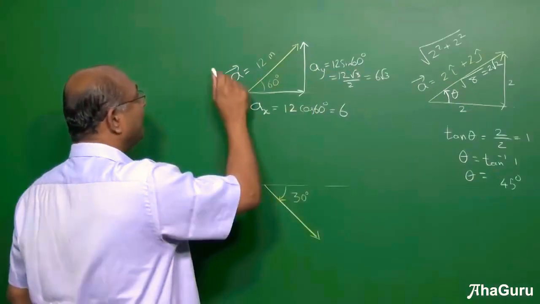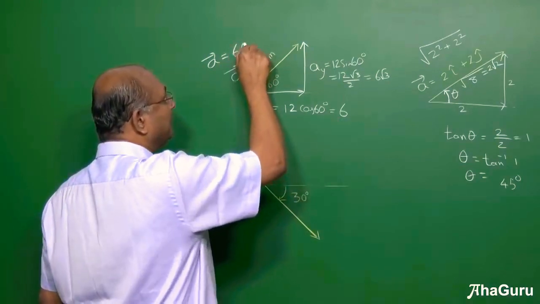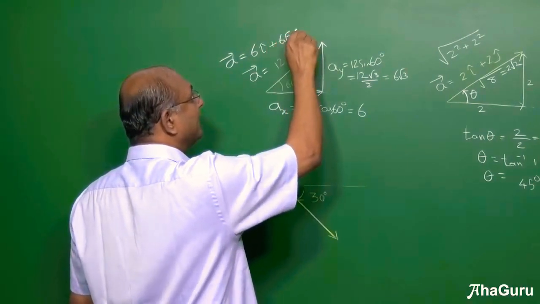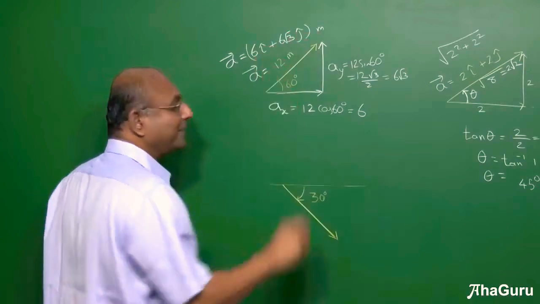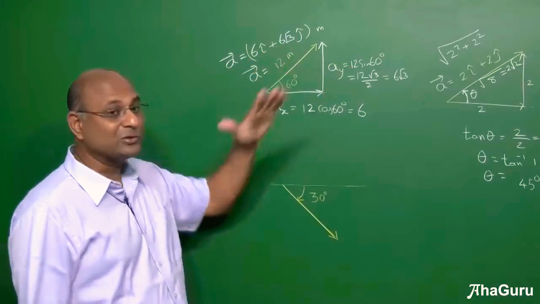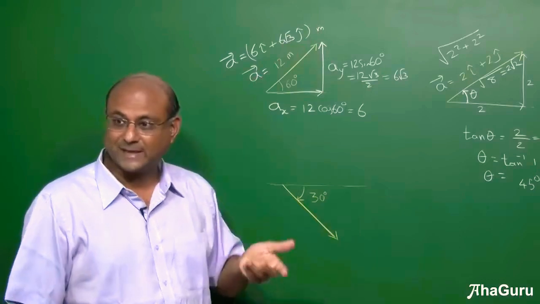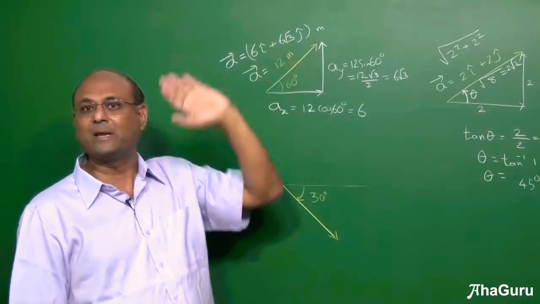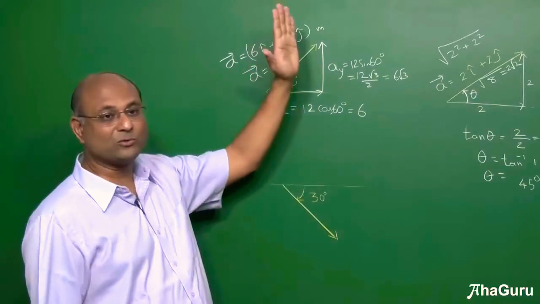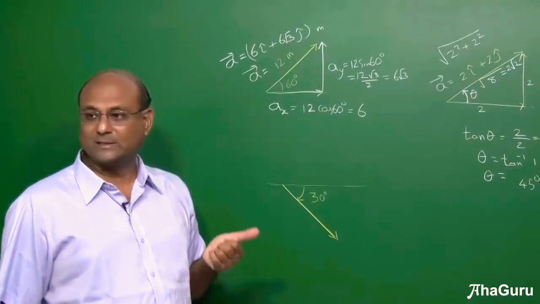So you can rewrite a vector like this. You can say A vector is 6 i cap plus 6 root 3 j cap. And since we are using the units of meters, this must be 6 i cap plus 6 root 3 j cap meters. If this was not a displacement vector but a velocity vector, it will have units meters per second. If it was a force vector, it may have newtons. But that doesn't change. It is still 6 i cap newtons plus 6 root 3 j cap newtons. Because now it is a displacement vector, it says 12 meters, we are writing the units as meters.